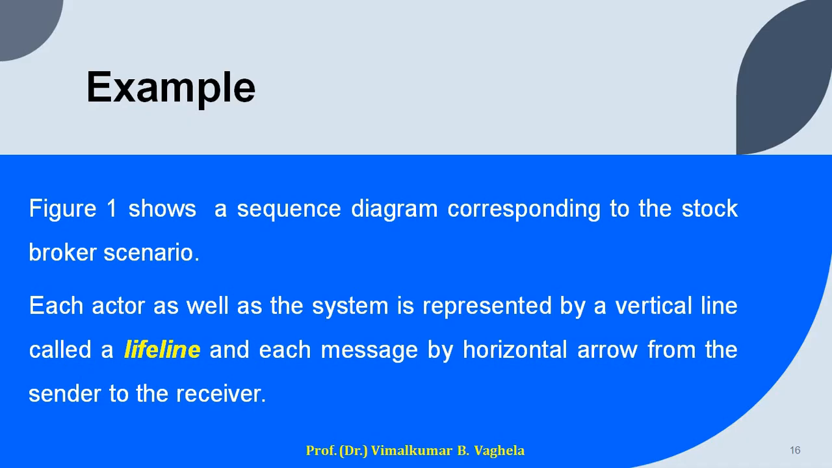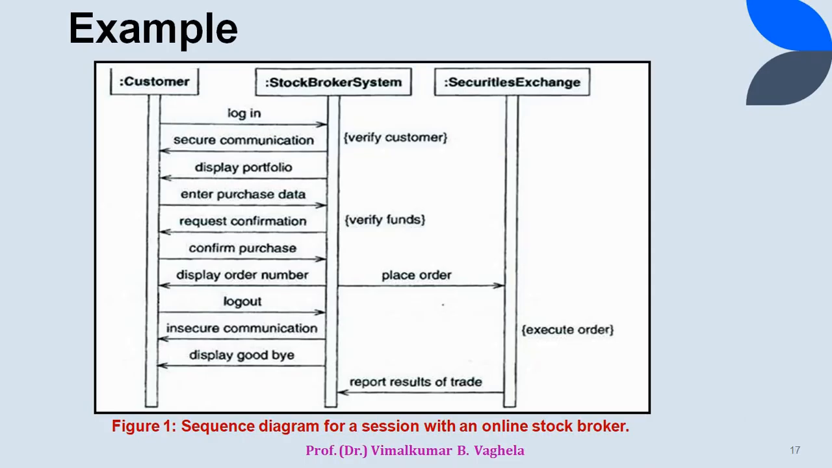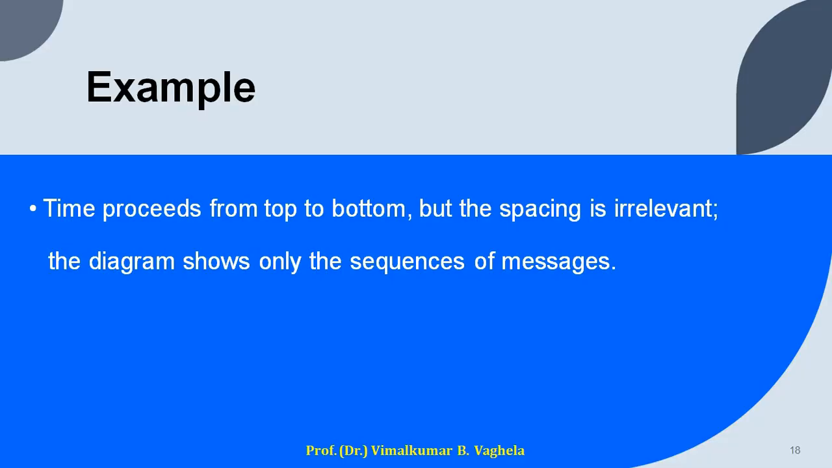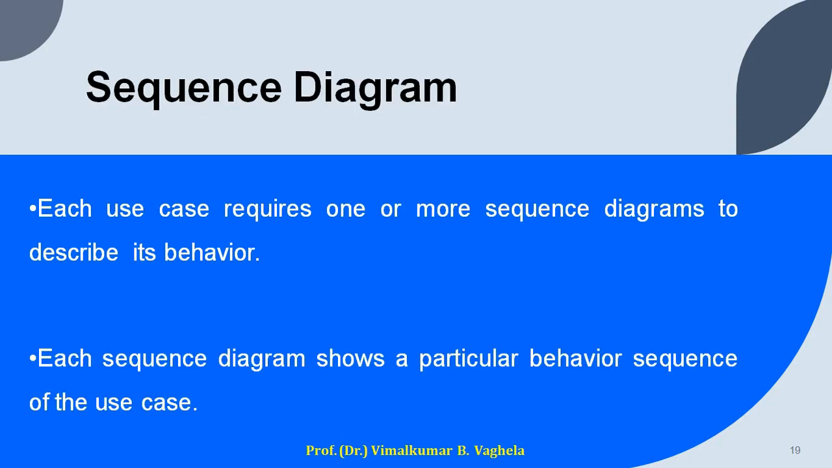In this figure you can see the sequence diagram corresponding to the stockbroker scenario. Each actor as well as the system is represented as a vertical line called a lifeline, and each message by a horizontal arrow from the sender to the receiver. Time proceeds from top to bottom, but the spacing is irrelevant in a sequence diagram. Each use case will require one or more sequence diagrams to describe the behavior.